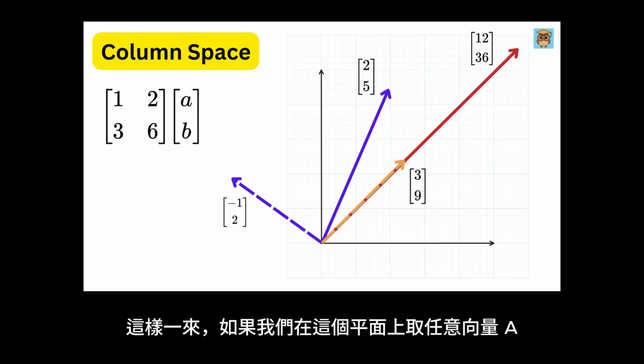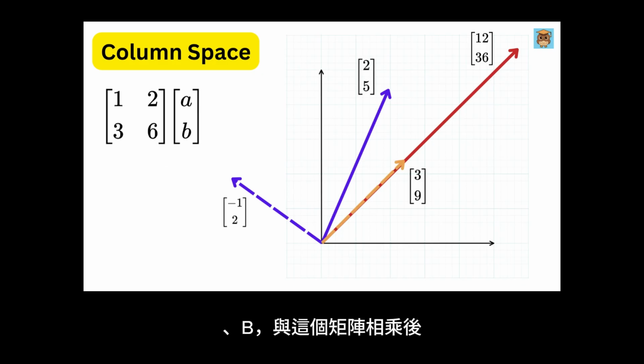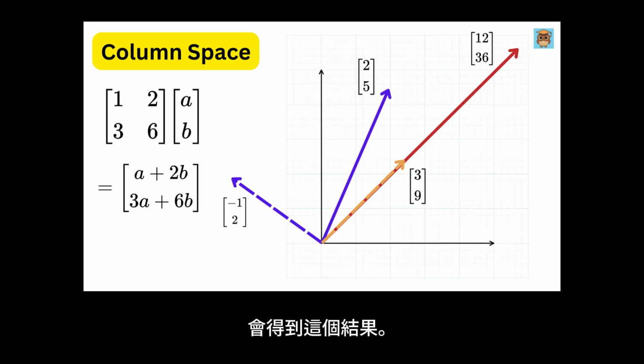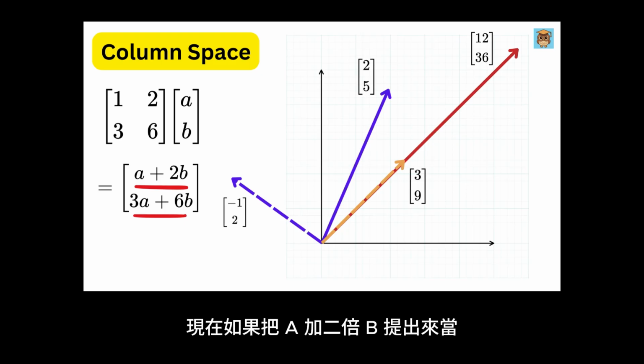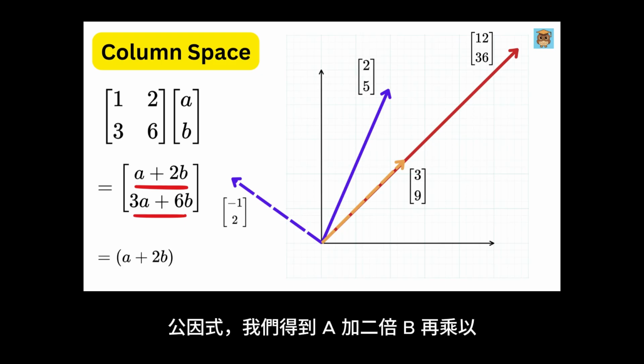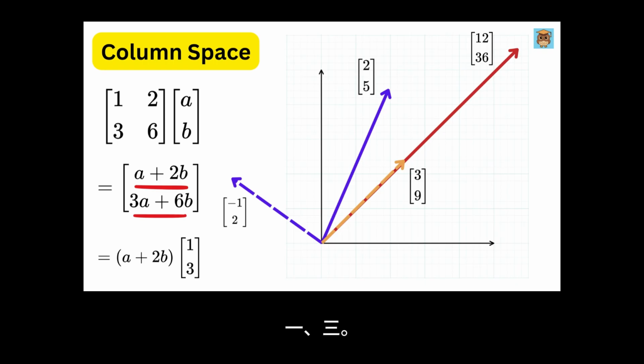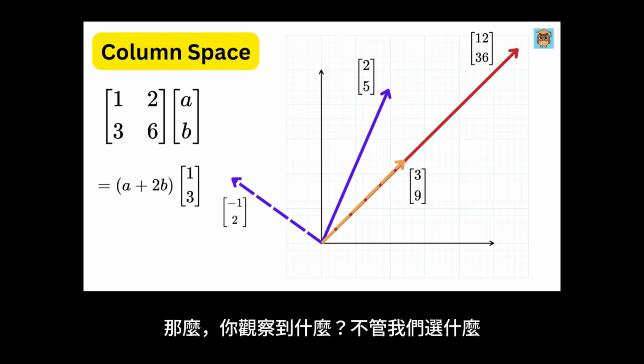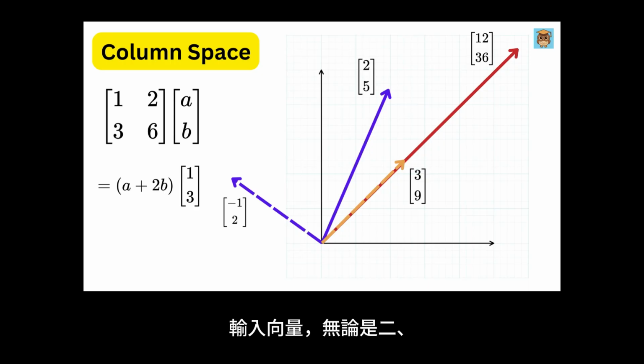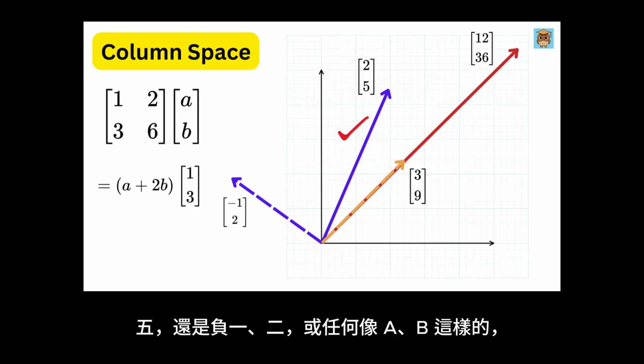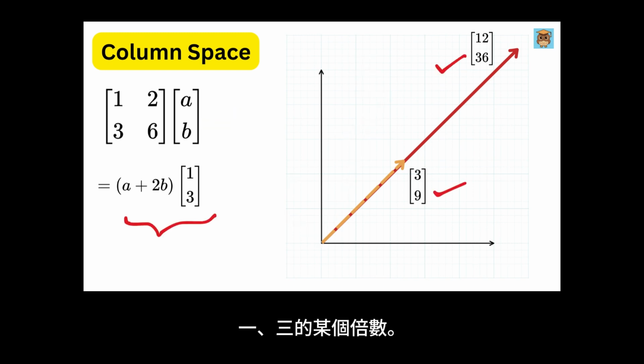This way, if we take any vector a, b on this plane, we will get this on multiplication with this matrix. Now if we take a plus 2 times b as common, we get a plus 2 times b times 1, 3. So what do you observe? No matter what input vector we choose, whether it's 2, 5, or -1, 2, or anything else like a, b, the output always ends up as some multiple of the vector 1, 3.